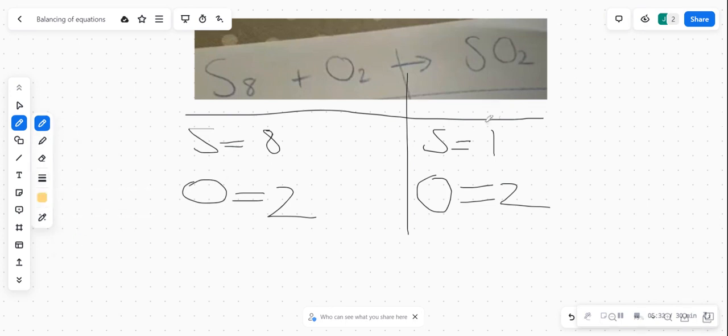Okay, so here I see it's already 8. Let me just quickly change my color so I can multiply it with 8 there. But remember, I can't change my subscript. I can only change my coefficient. So I write an 8 there. That means it's going to multiply throughout, so I need to multiply it with this oxygen as well. That's going to give me a 16. So here the oxygen is not balanced yet. What can I do with the 2 to get a 16? I can multiply it with an 8, which gives me 16. And the sulfur is already balanced.